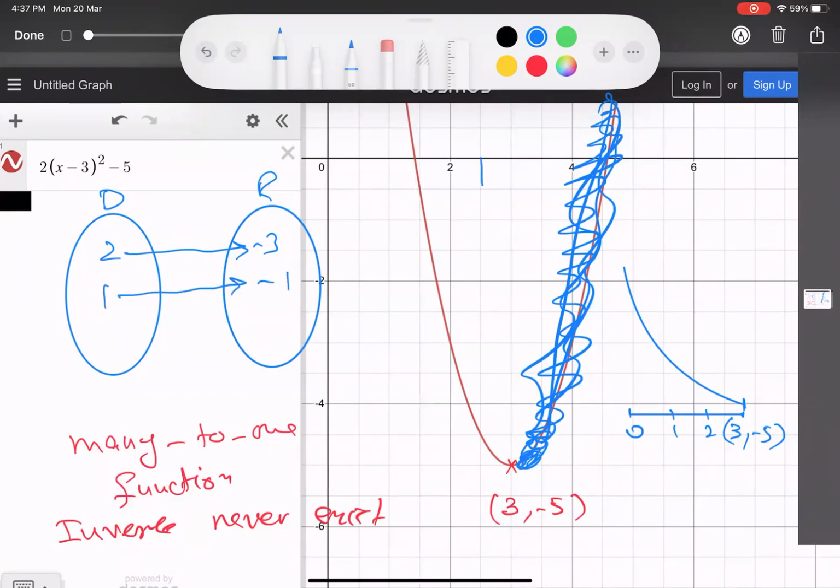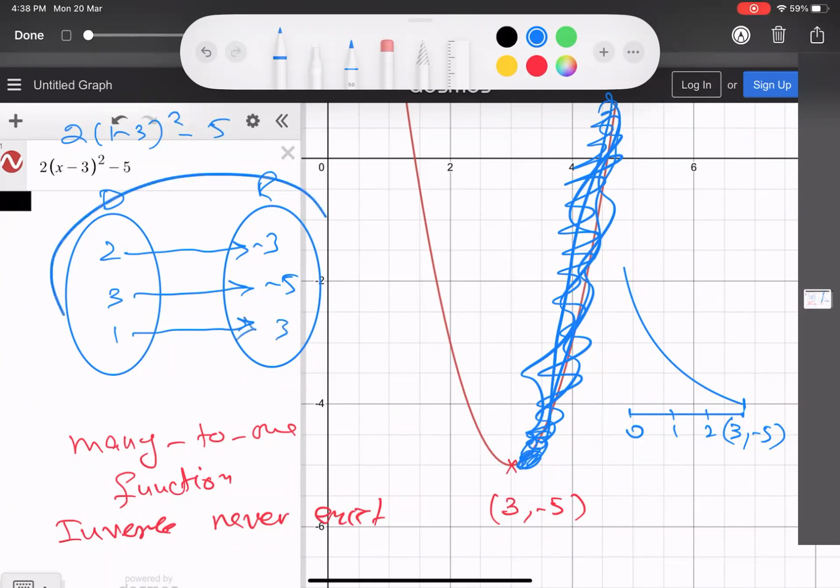Sorry, this is not 1. In between 2 and 4, against 3, what value do I have? Minus 5. Against 3, I have minus 5. Against 1, I have the graph up, but I can't show you this time. If I plug 1 into this equation, 2 times (1 minus 3) whole square minus 5, this gives you 8. Out of 8, 5 gone, 3 left. So 3. Now you can observe that it is called one to one.